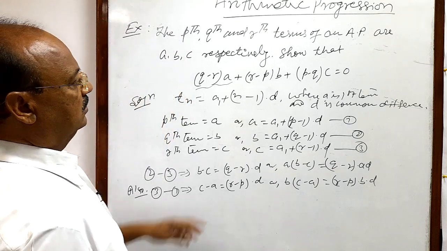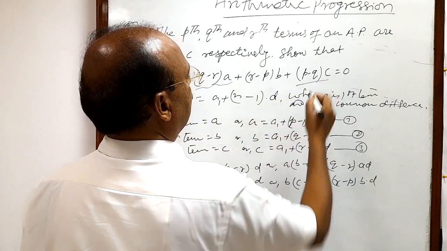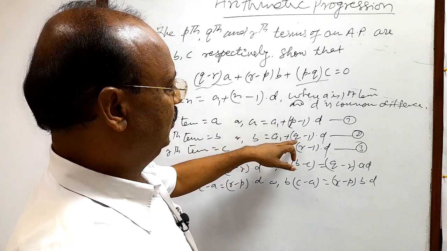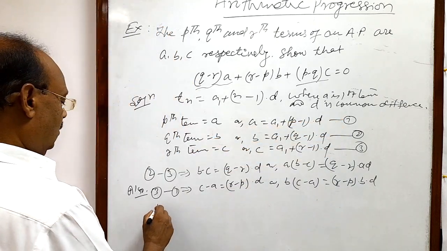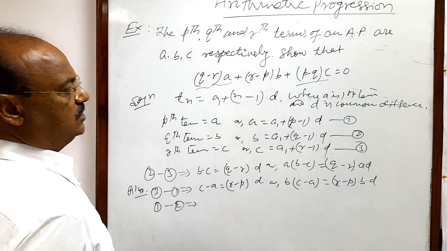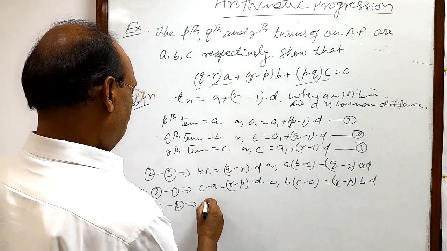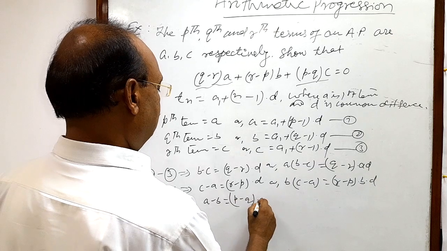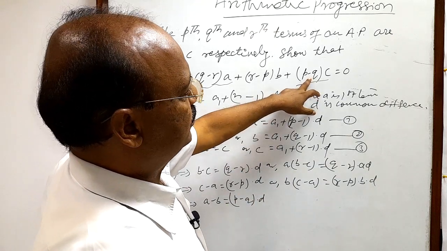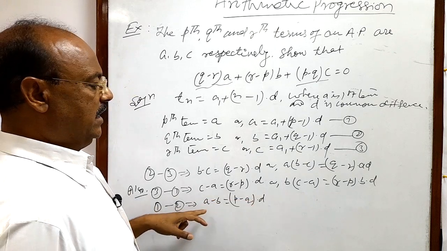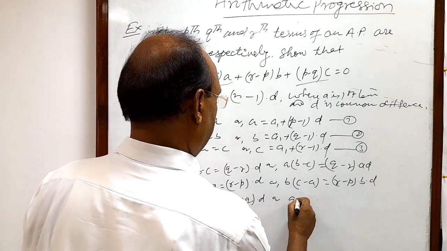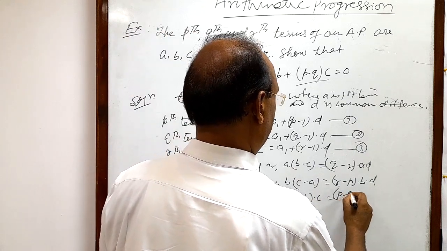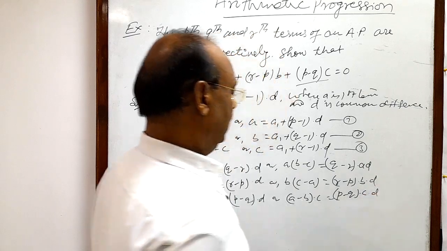Okay, and the third term is p minus q into c. Where will we get p minus q from? p is here, q is here, so by 1 minus 2 we will get it. 1 minus 2 implies a minus b is equal to p minus q into d. Okay, in this term you see this is p minus q into c, so we will multiply both sides by c. We will get a minus b into c is equal to p minus q into c into d.